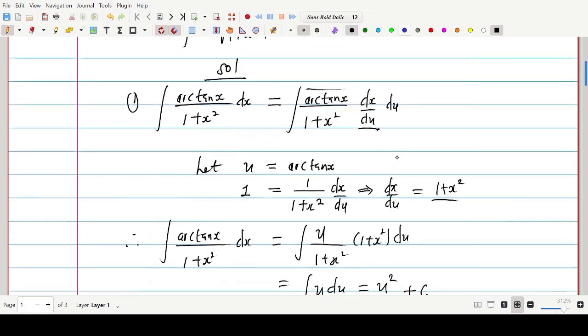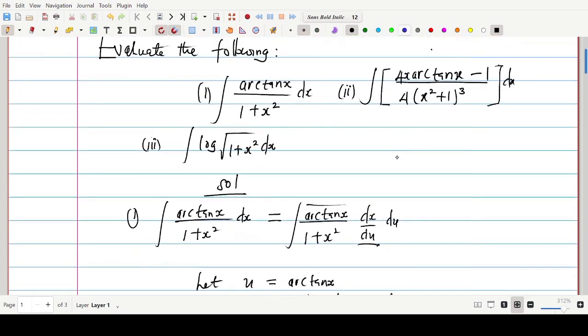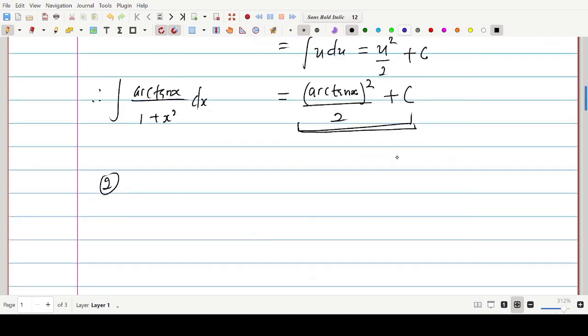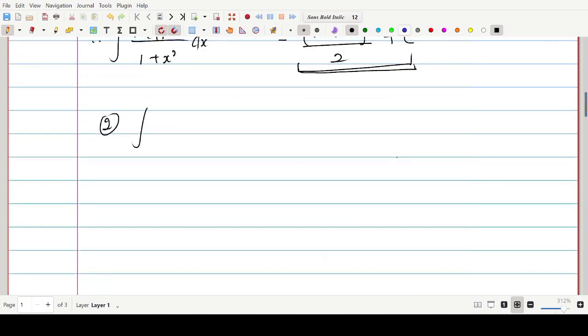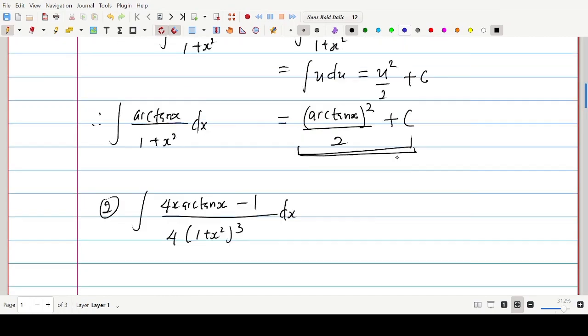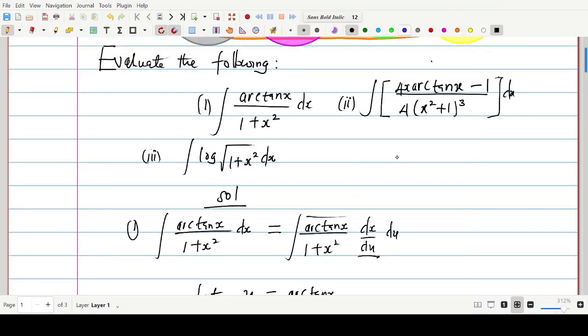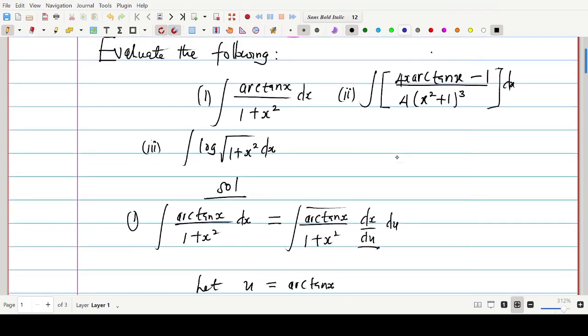Number 2, let's see what is there. This one looks like a monster, but it's easy. The integral of 4x arctan of x minus 1 over 4 brackets 1 plus x squared to the power 0. I think so. Let me check it to confirm. 4x arctan of x minus 1 over 4. All right, I think we are there.